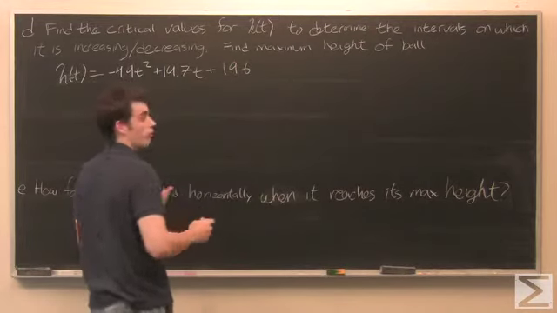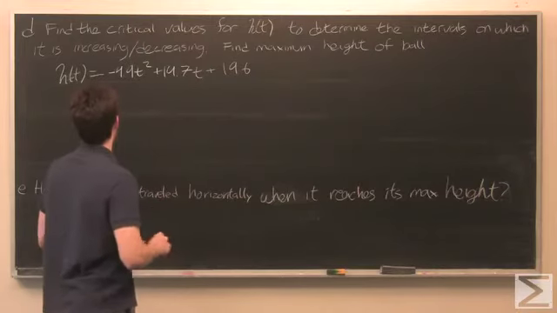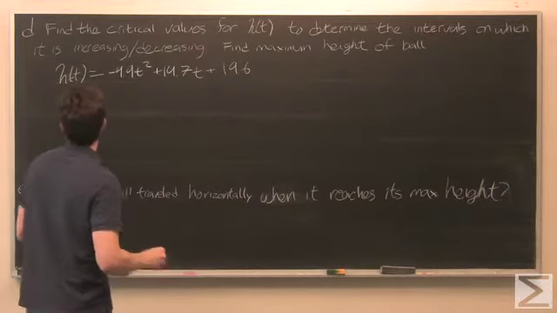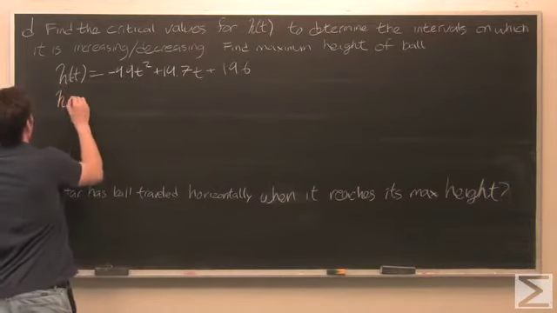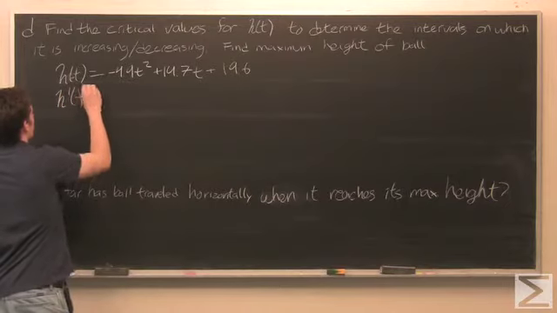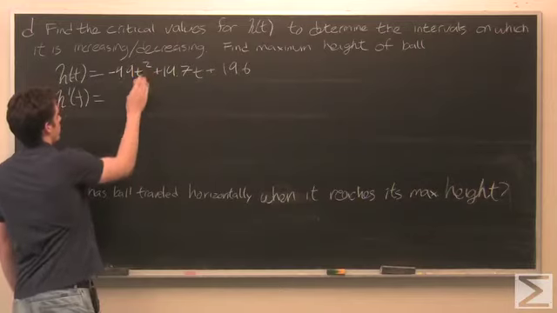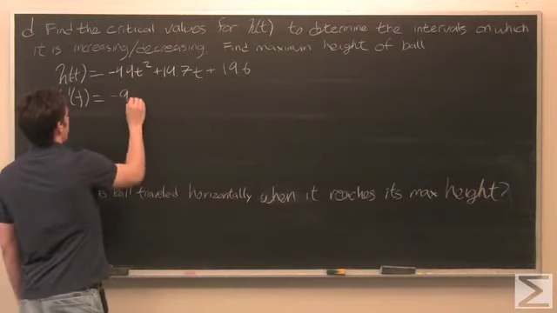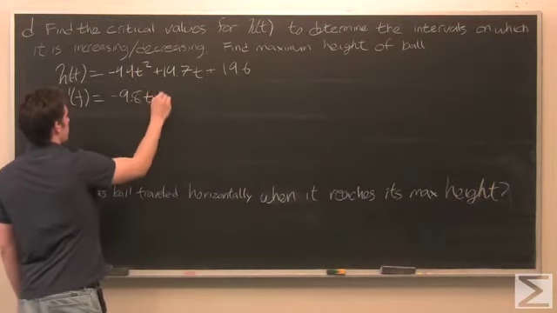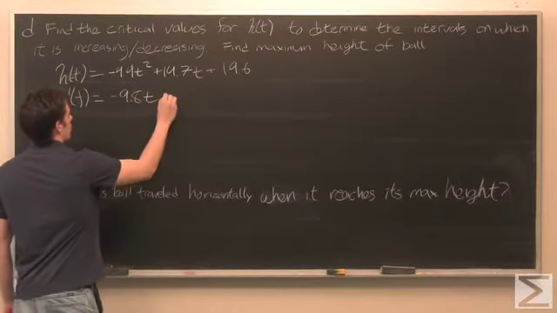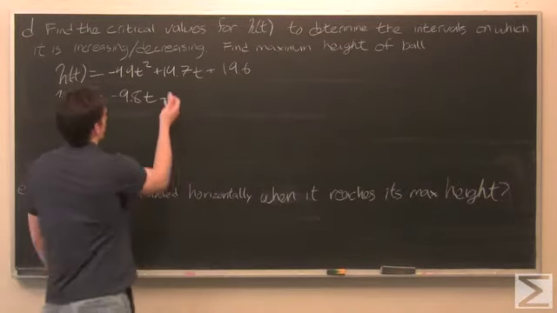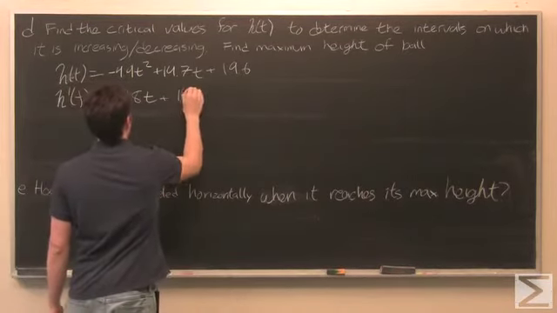So if we want to find the critical values for this, that means we need to find the places where the derivative is 0. But in order to do that, we need to find the derivative first. So negative 4.9 times 2 is going to be negative 9.8 t. We take the derivative of the second term, it just gives us 14.7.